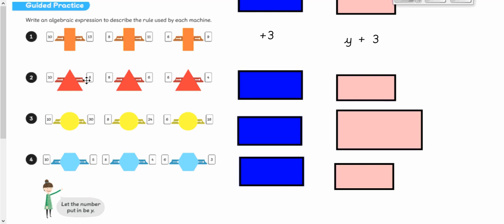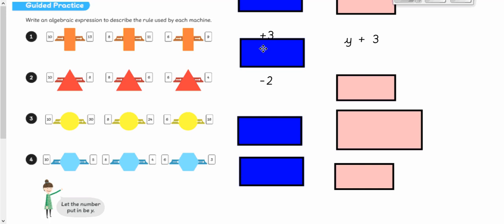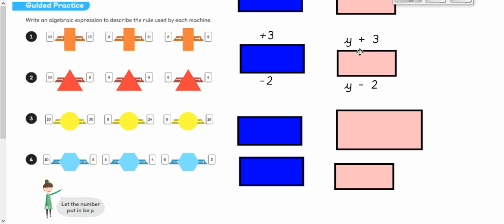This one here, to get from 10 to 8, I take 2. 8 to 6, I take 2. 6 to 4, I take 2. So take 2 is what I'm doing. Algebraic expression represented with y, so the number y, and then I'd take 2 away from it. y take 2.